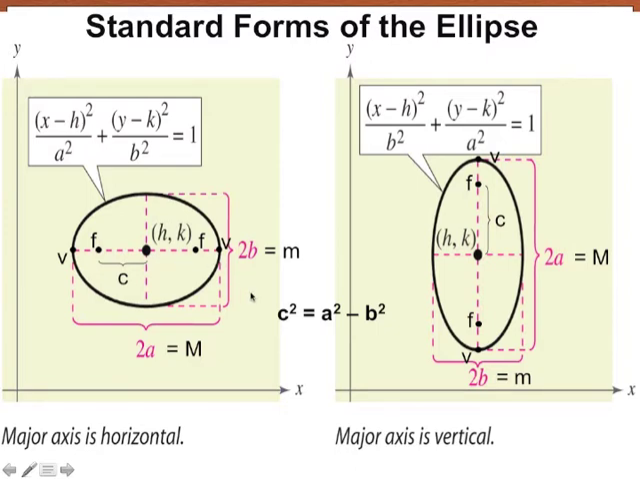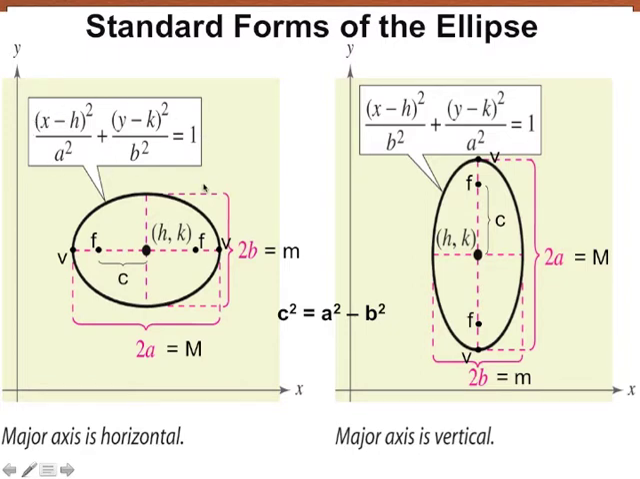So you need to definitely copy this screen down exactly. This will be an important part of your notes. Now the standard form for horizontal ellipse is up here in the upper left of the screen.